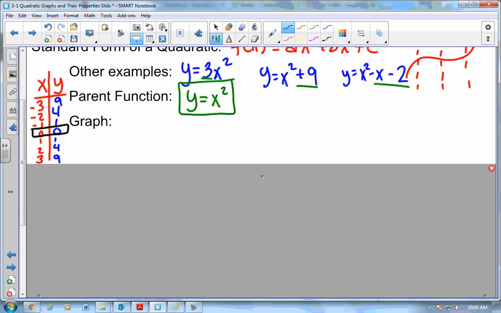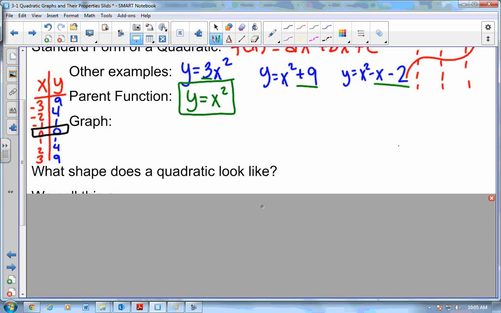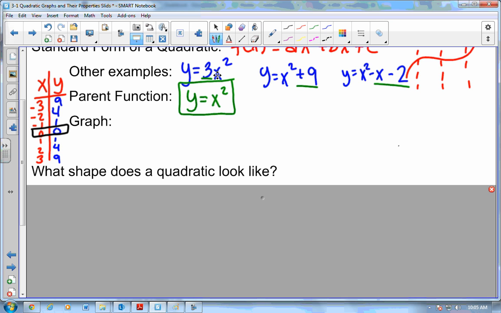So we're going to graph these points to see what shape it takes. So I think that's the next question I have right here. What shape does this quadratic look like?